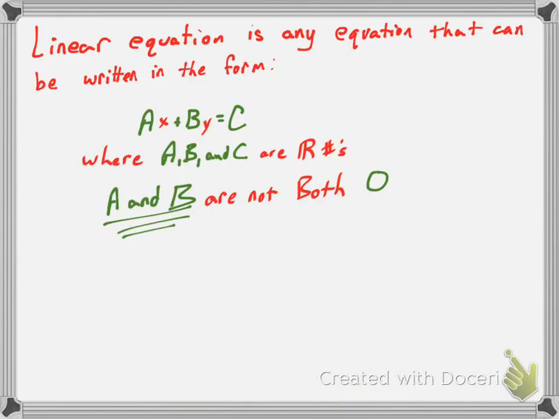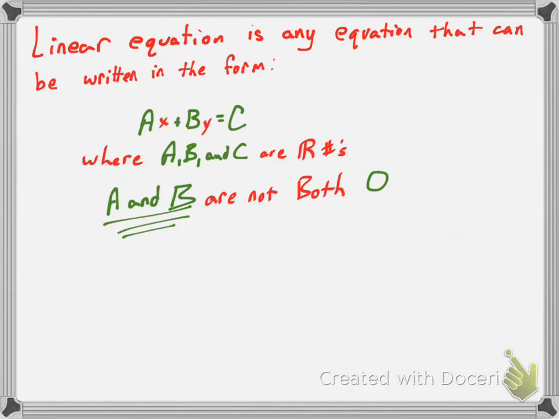All right, linear equations. What a linear equation is: any equation that can be written in the form ax + by = c, where a, b, and c are real numbers. So they're just numbers like 2 or 3 or 4 or even a half or 3/4 or anything like that. They're just numbers. Now, one thing you have to remember is that a and b are not both 0. I mean, a can be 0 and b can be 0, but not both at the same time.